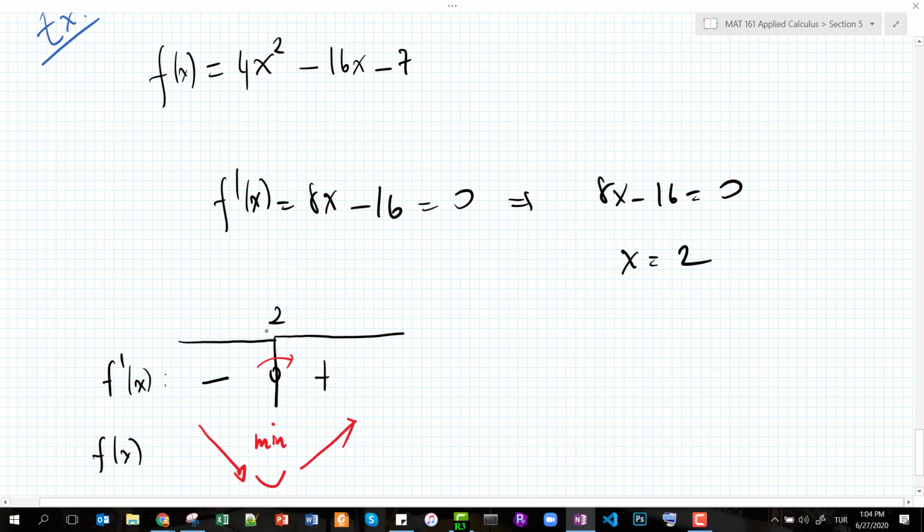But without drawing the graph, I'm able to see where I have the minimum or the maximum. Is there any other minimum or maximum? No, since we know the quadratic function just has one minimum or maximum point, as you know.